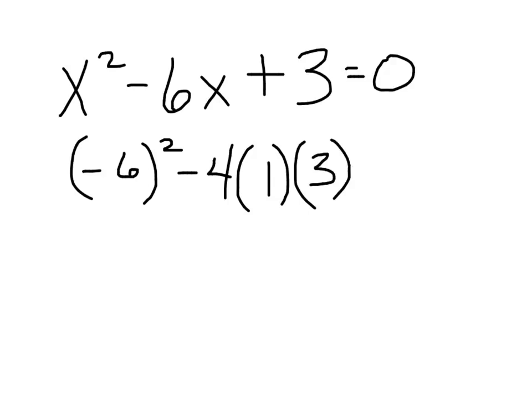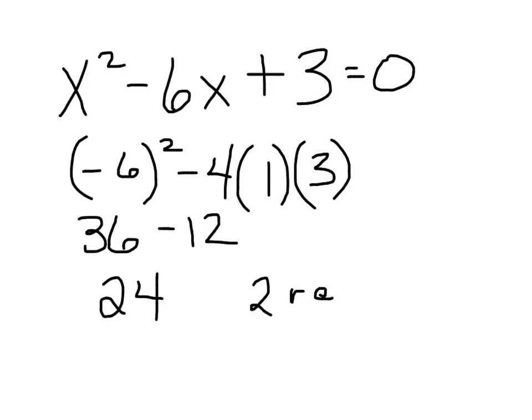What is -6 squared? What's -4 times 1 times 3? -12. What's 36 minus 12? 24. You just found the discriminant. Yay, team. Now, how many different types of solutions is it going to have? 2 reals. And done.